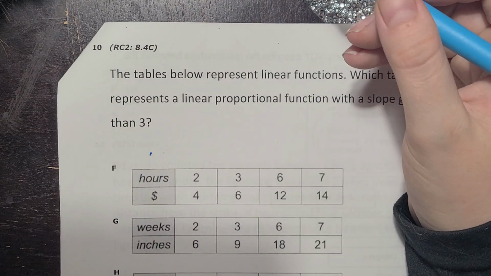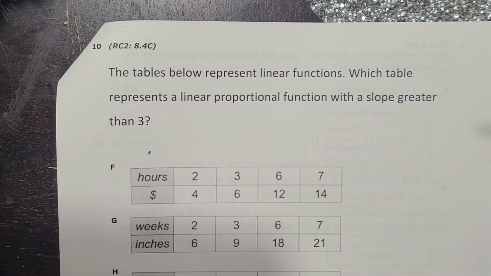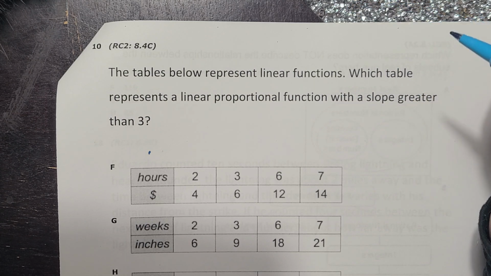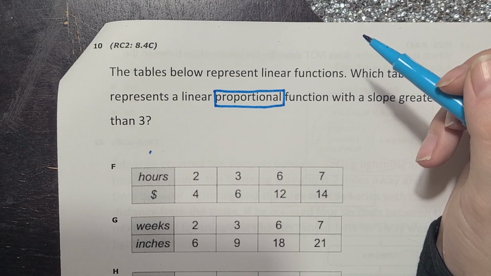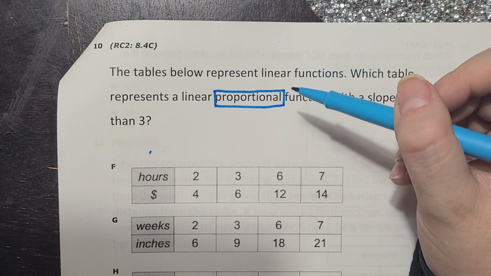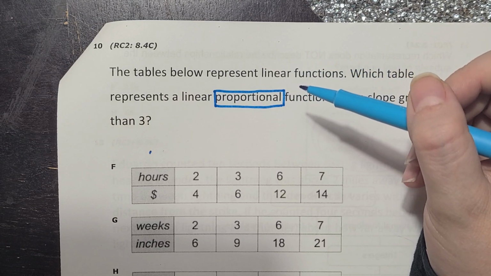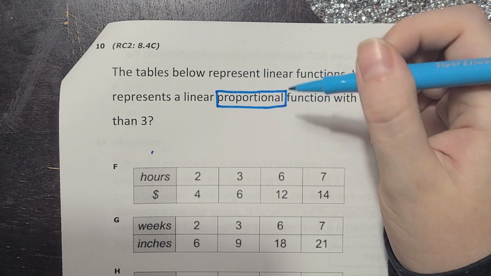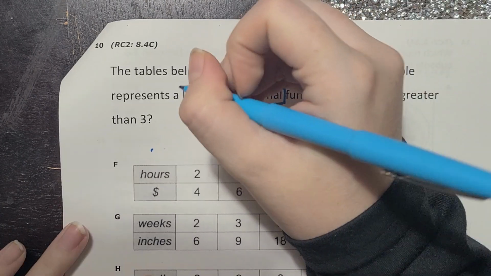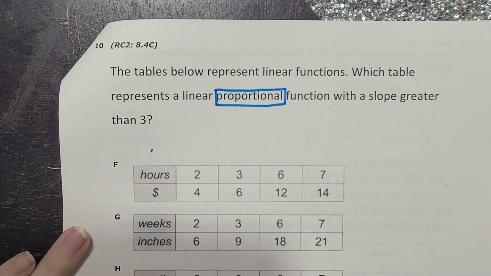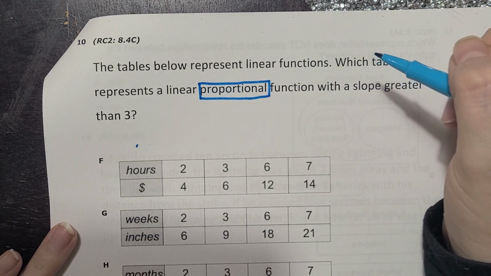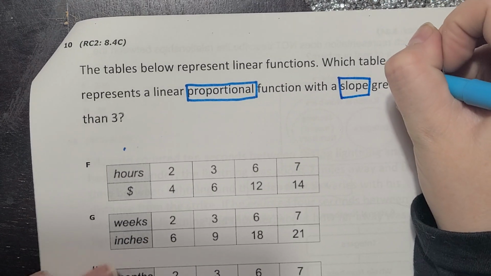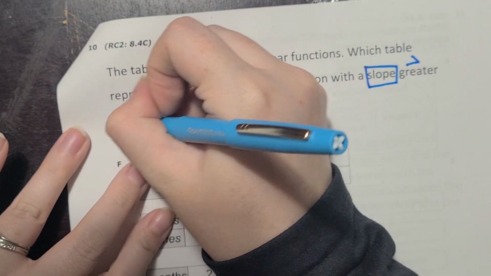All right, number 10 says the tables below represent linear functions. Which table represents a linear proportional function with a slope greater than 3? All right, we know proportional means that they increase at the same rate. Linear function just means something that's graphed. Linear means it's graphed in a straight line. And we're looking for one of these tables where the slope is greater than 3.